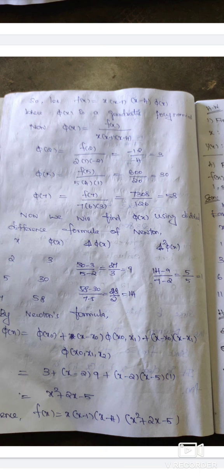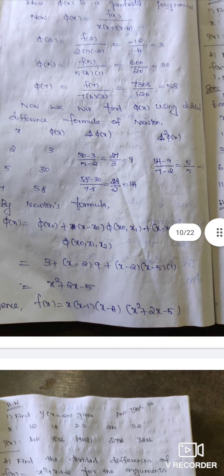Now we form a Newton's divided difference table: x, pi of x, del pi of x and del square pi of x. So the x values are 2, 5, 7 and the corresponding pi of x values we get 3, 30 and 58. Now we find del pi of x. So 30 minus 3 divided by 5 minus 2 is equal to 27 divided by 3 is equal to 9, and 58 minus 30 divided by 7 minus 5 is equal to 28 by 2 is equal to 14. Next del square pi of x: 14 minus 9 divided by 7 minus 2 is equal to 5 divided by 5 is equal to 1.